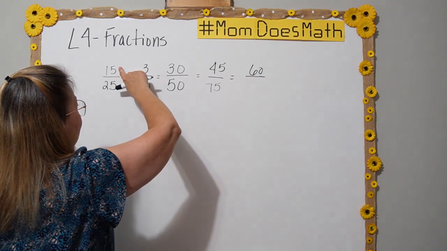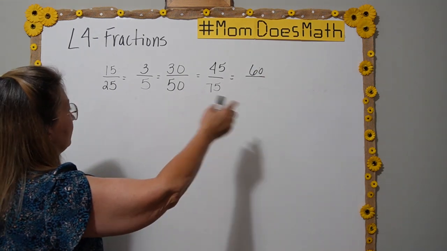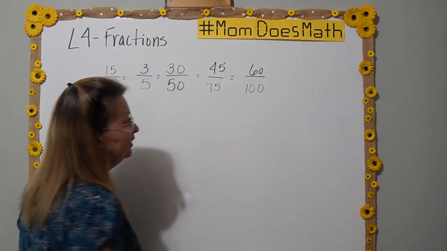What did you multiply 15 by to get 60? Well, that's times 4. So you have to multiply the bottom times 4. So that's going to be over 100.